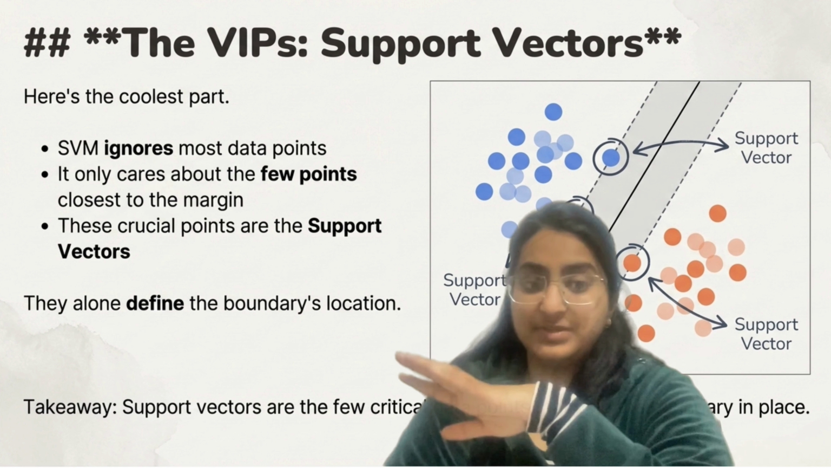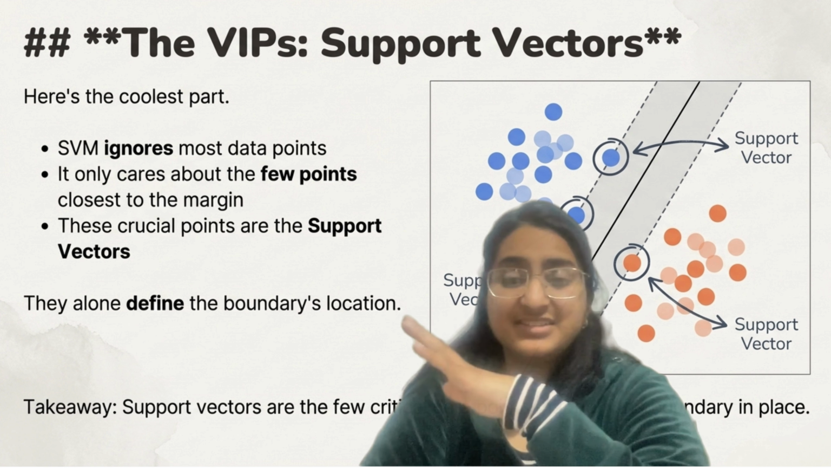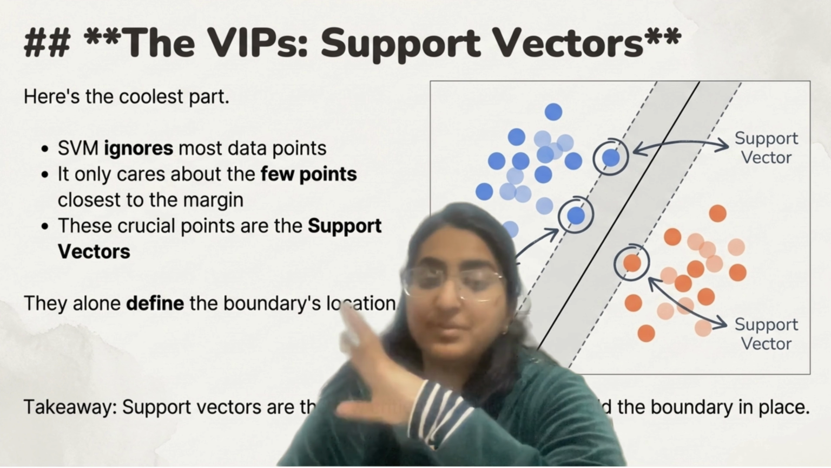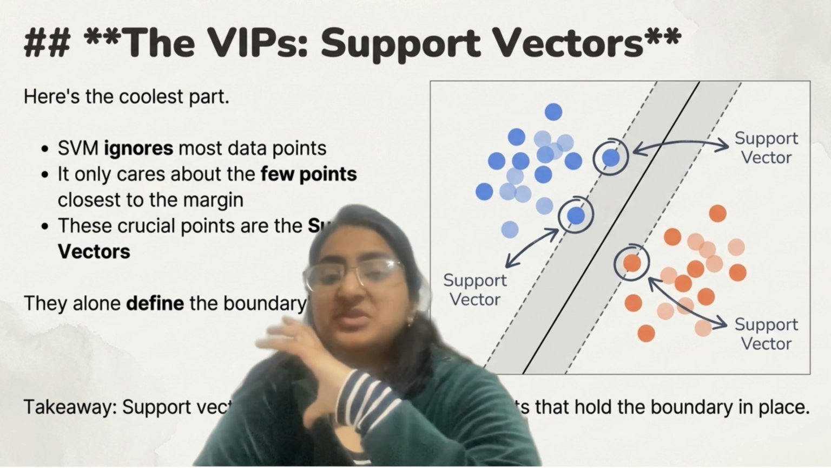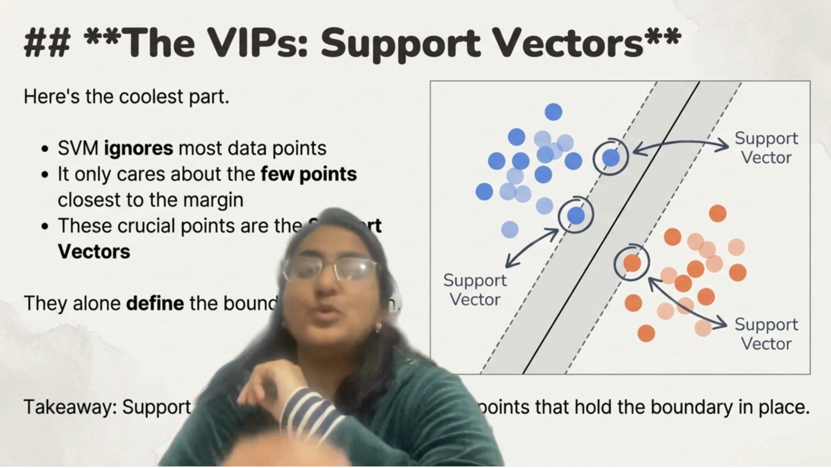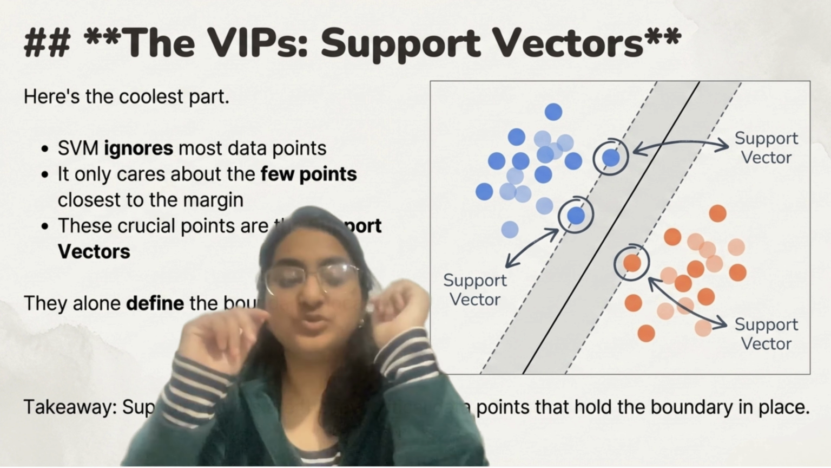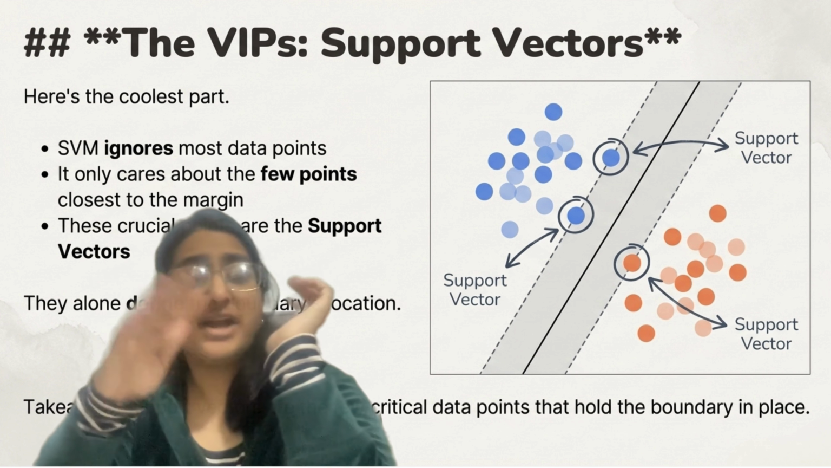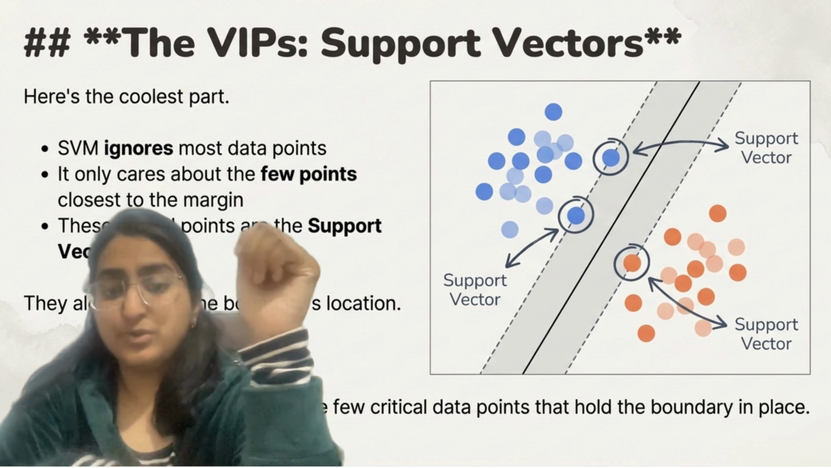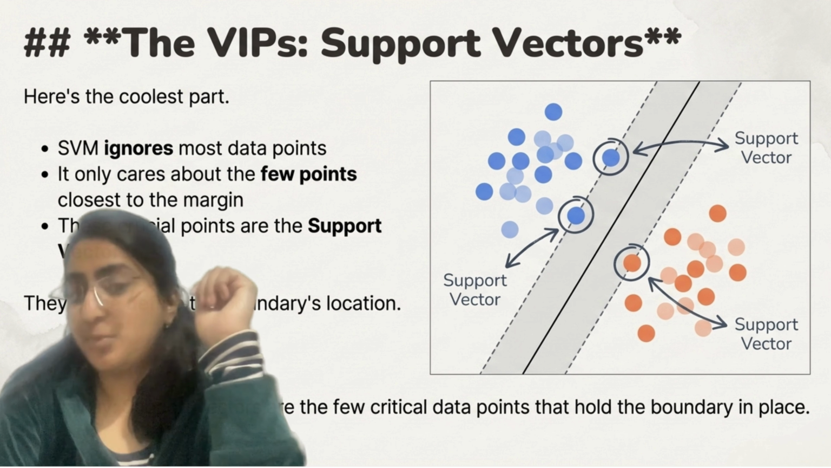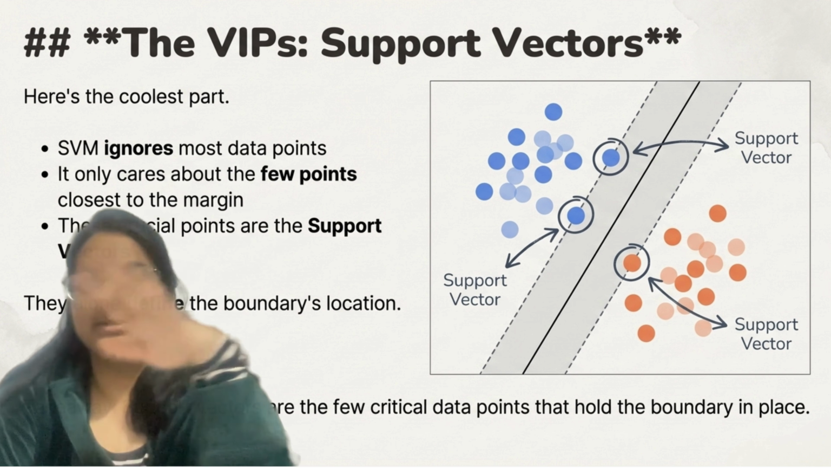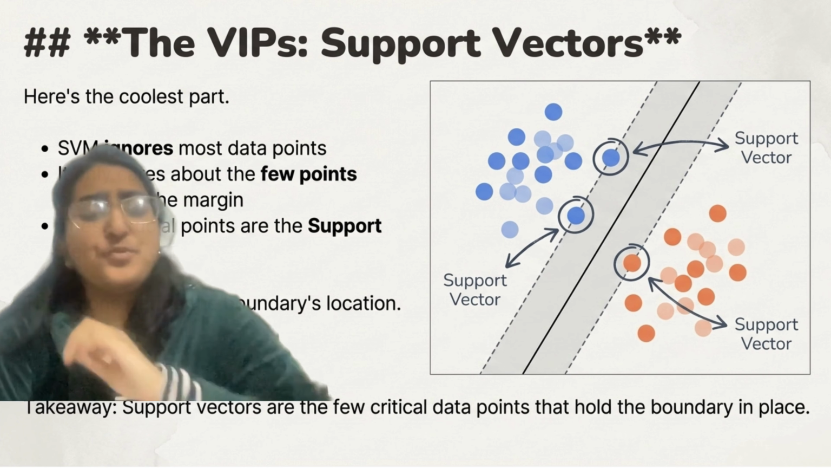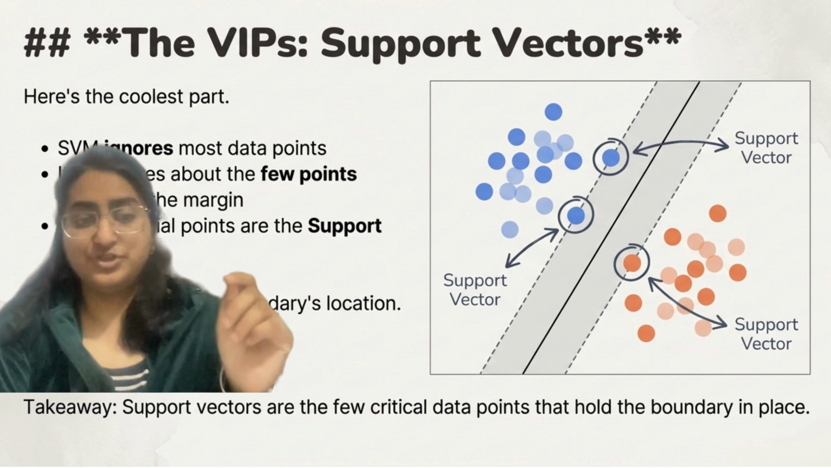Now here's the surprising part. Even if there are like 10,000 points, SVM is not going to treat all the points equally. SVM cares the most about the points that are closest to the margin, because those points decide the limit of how wide the margin can be. These closest points are known as support vectors. Simple meaning: support vectors are the points that support the boundary. If we move this point, the boundary can change.